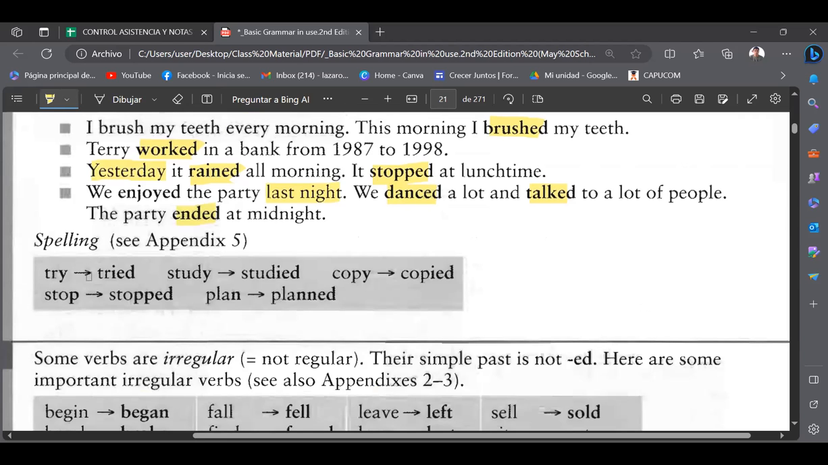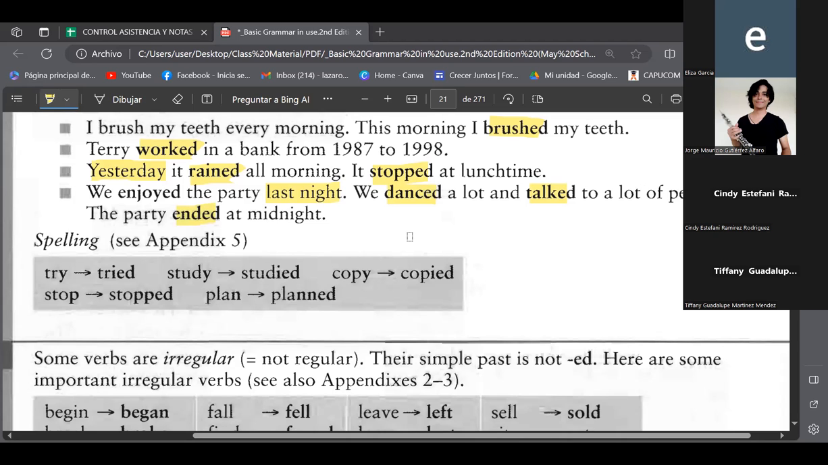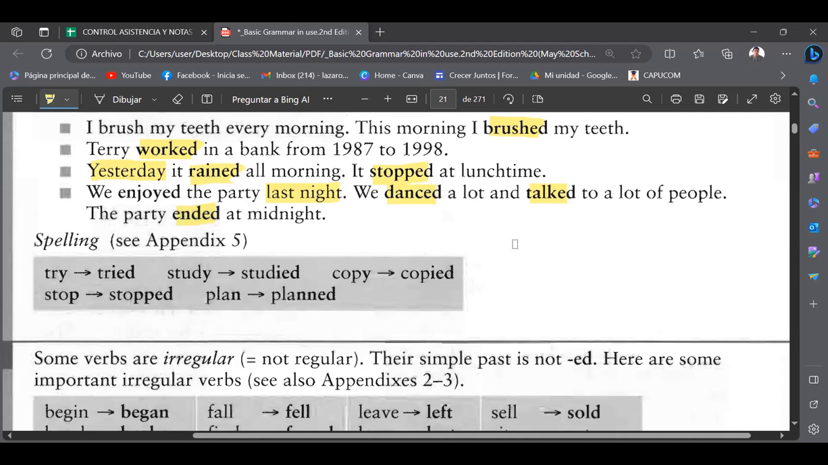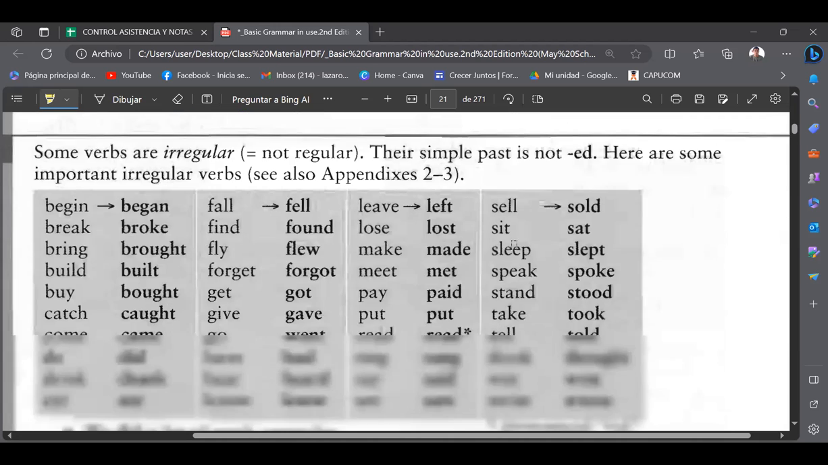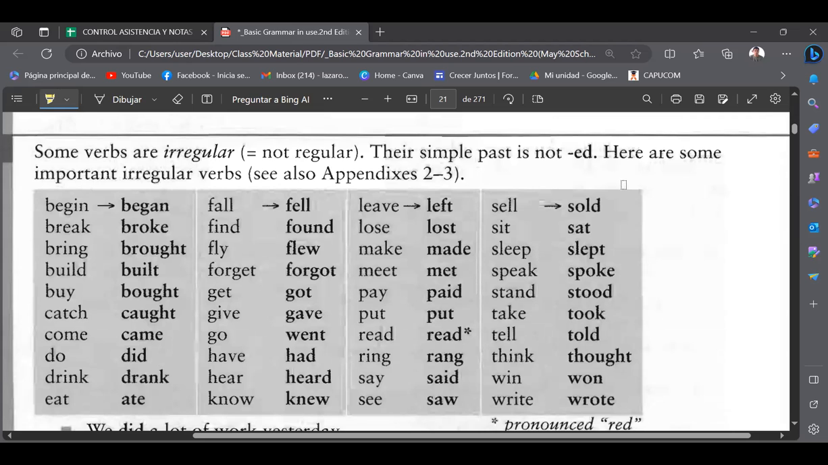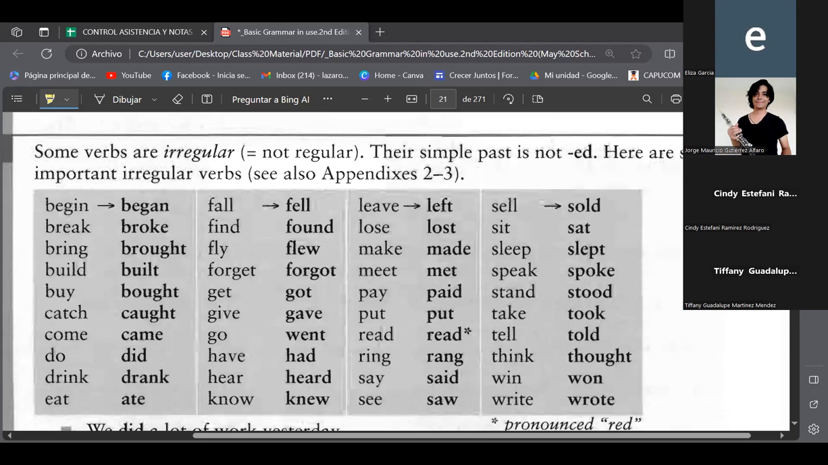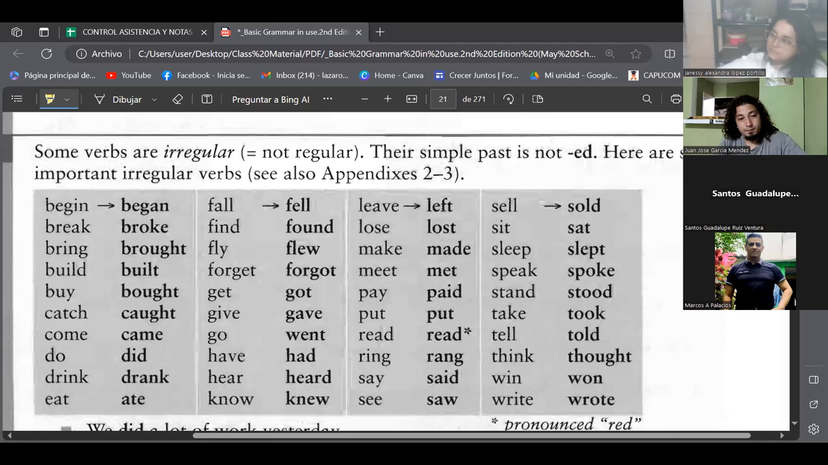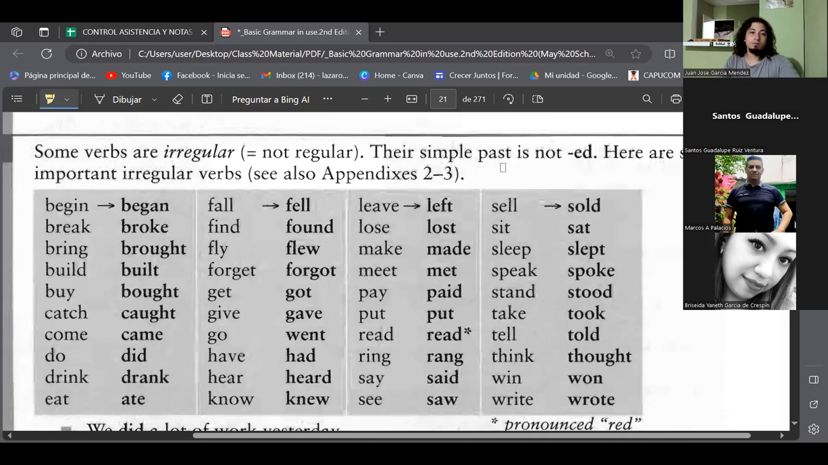We have here some spelling changes of some regular verbs, for example try, tried; stop, stopped, where I duplicate the double P; study, studied; plan, planned; copy, copied. Also, I mentioned that we have irregular verbs, which are these ones here. With regular verbs, irregular verbs are different. If you notice, here the verbs don't end in ed. So this is the present and this is the past.